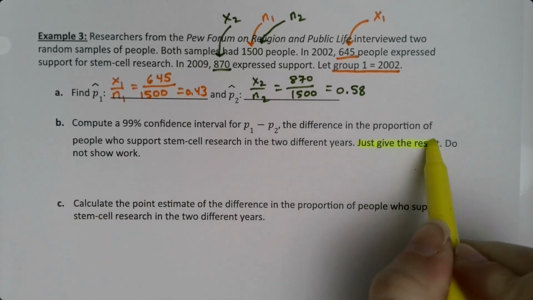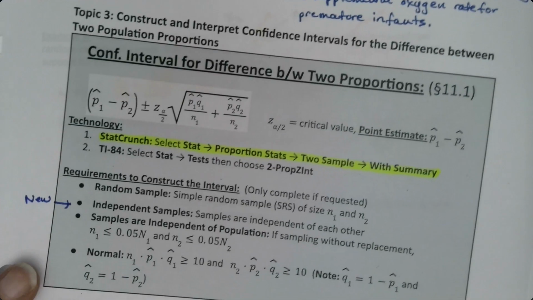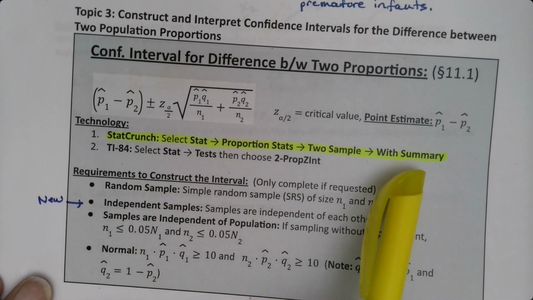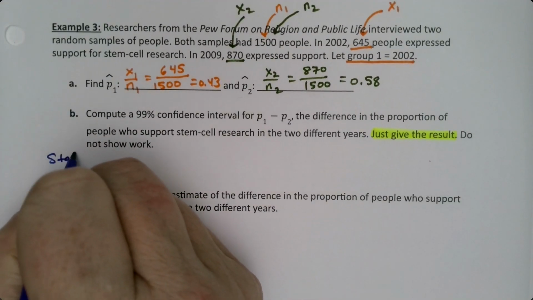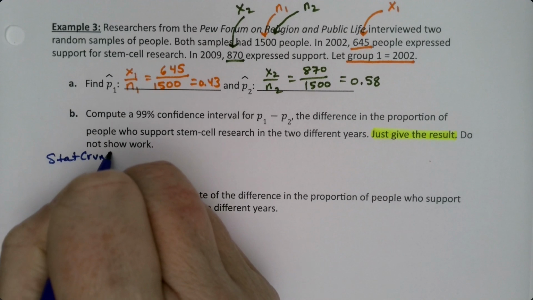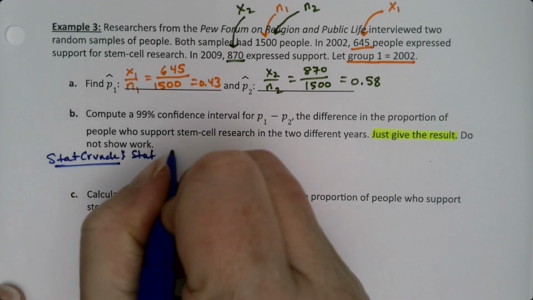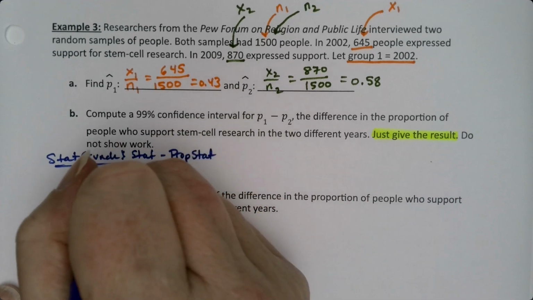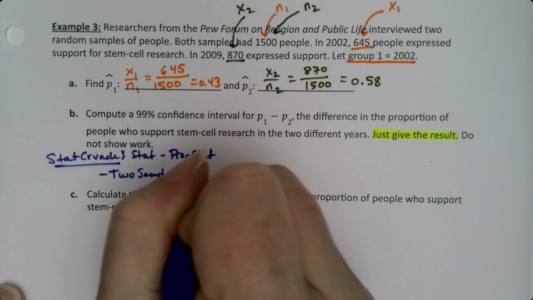In other words, I don't want to see that formula. It's big, it's ugly, and it's unnecessary. So we're not going to do it. What we are going to do is write down a little bit of our StatCrunch path for ourselves. So I'm just going to write that down so that way we know it. So StatCrunch, we're going to go Stat, Proportion Stat, I'll just put it down here, Two Sample, With Summary.